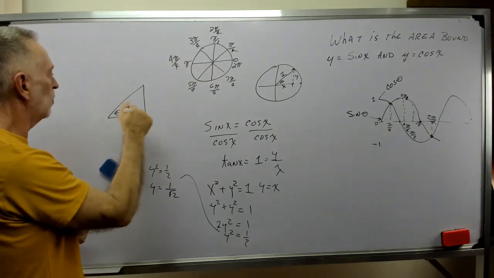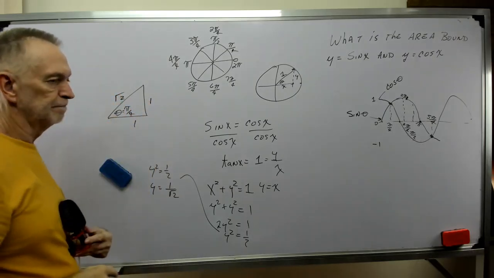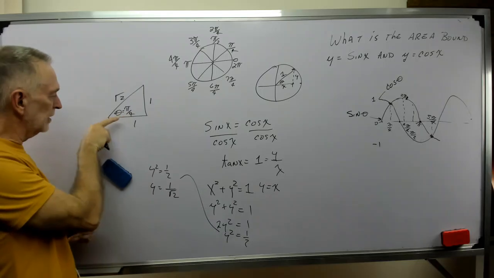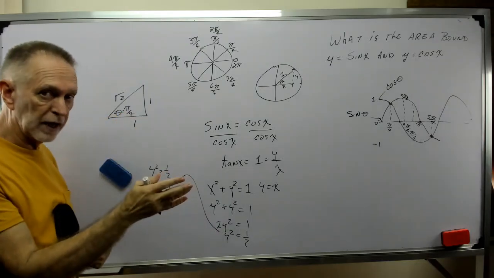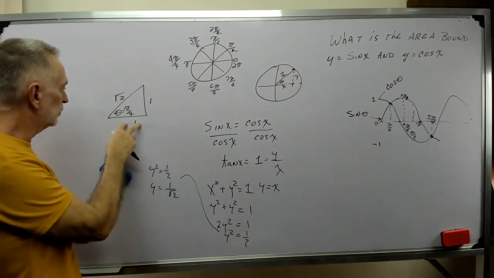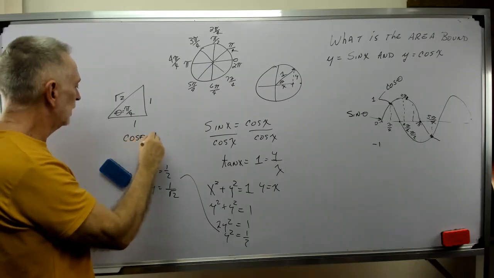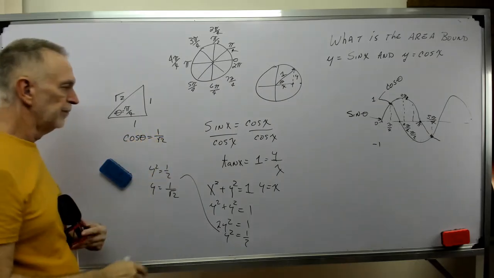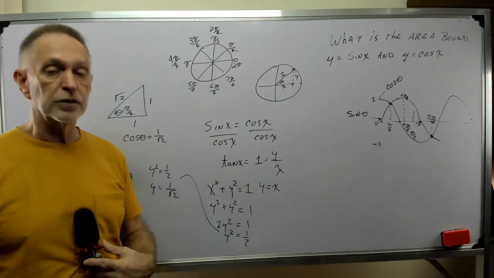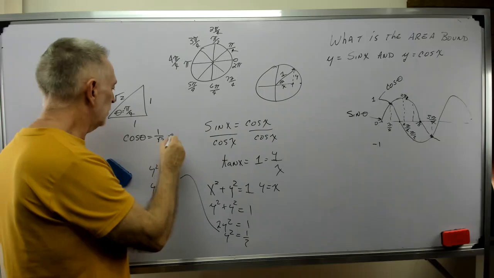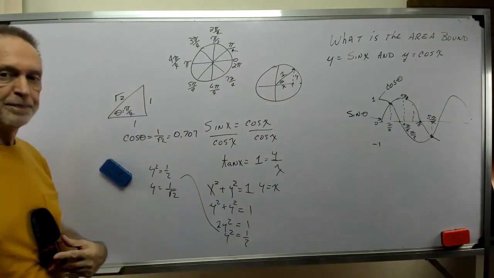So pi over 4, that triangle was 1, 1, square root 2. So if somebody said, what's the cosine of pi over 4 or the cosine of 45 degrees? It's 1 divided by square root of 2. So cosine of theta is 1 over square root 2. Take 1 divided by square root of 2 into your calculator and see what you get. You'll get 0.707, some other numbers.